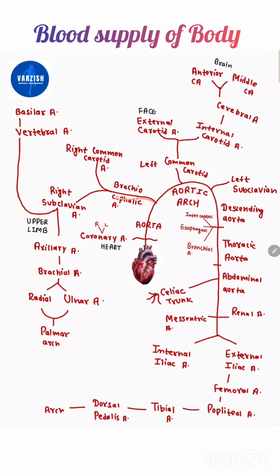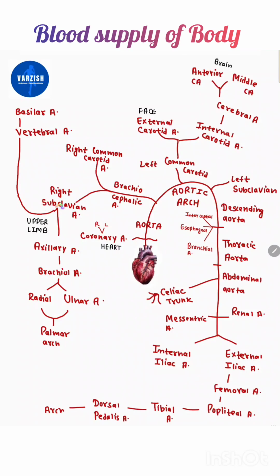Aortic arch gives three branches. First is brachiocephalic, that goes to the right side, and the other two are left common carotid and left subclavian. Brachiocephalic divides into right common carotid artery and right subclavian artery. Subclavian artery runs below the clavicle, and common carotid artery of both sides, right and left, enters into the head. So firstly let's discuss subclavian artery.